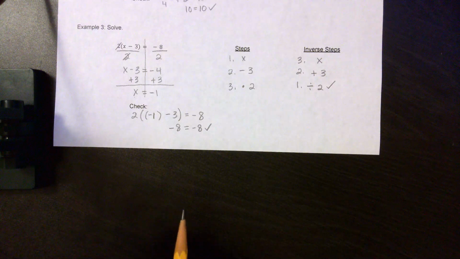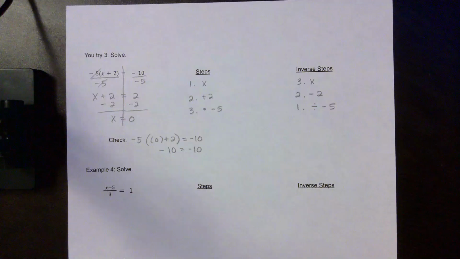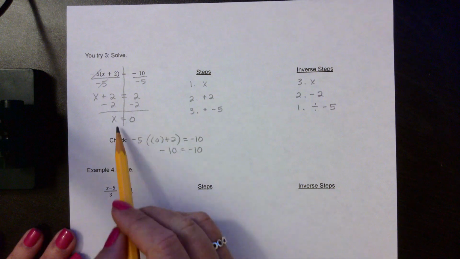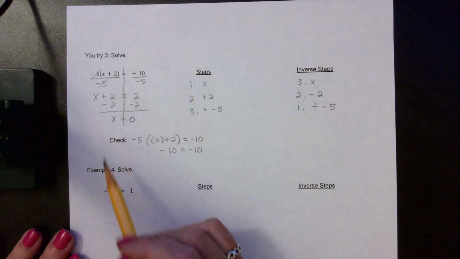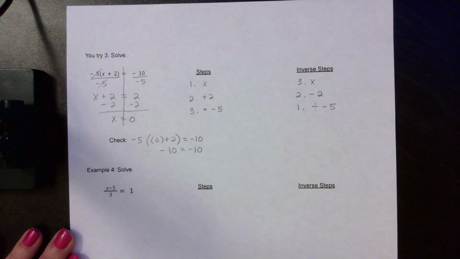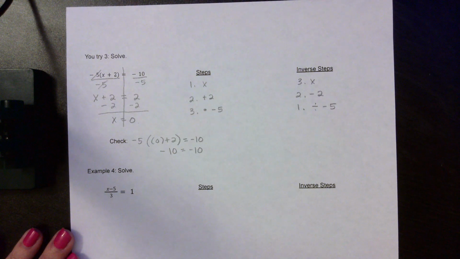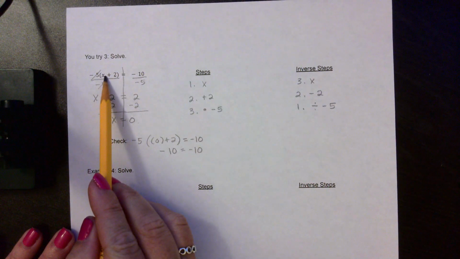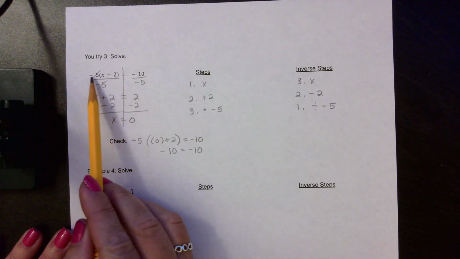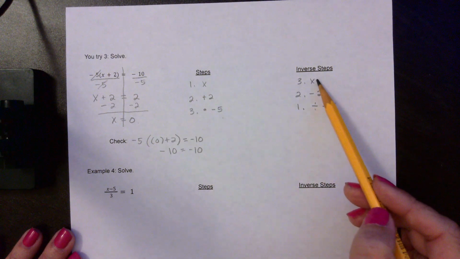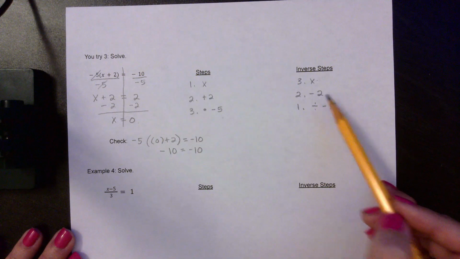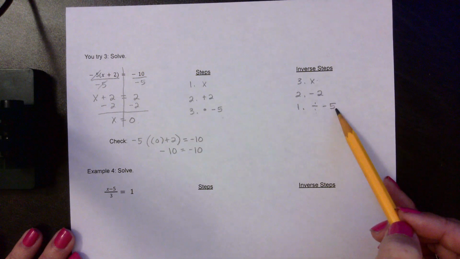Pause the video now and try number 3. So I got my answer as x equals 0. Again, if you got this problem correct, you can stop the video now and move on to the last video, example 4. If you need to think about what happened here, I start with x, I add 2, then I multiply by negative 5. So that's what this meant. The inverses were ending with x, subtracting 2, and dividing by negative 5.